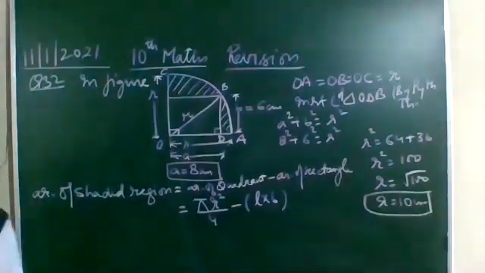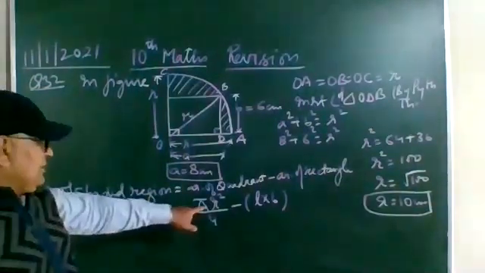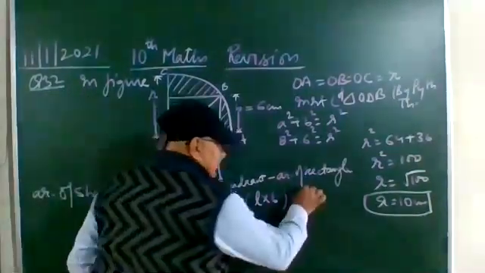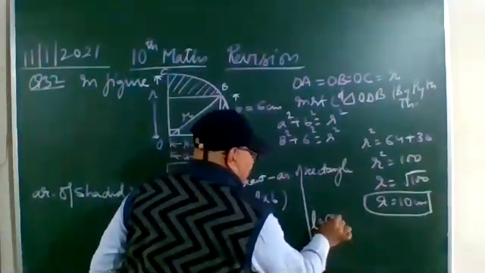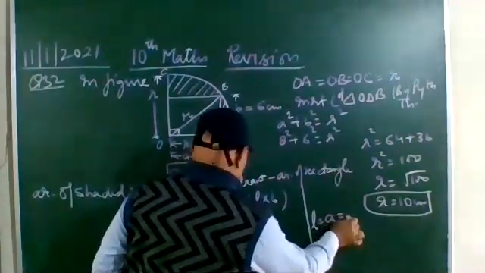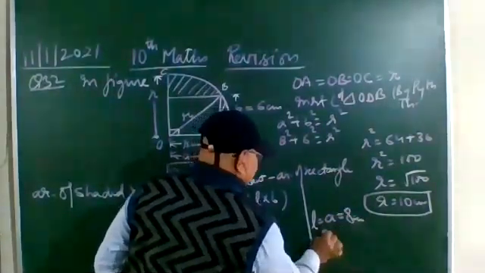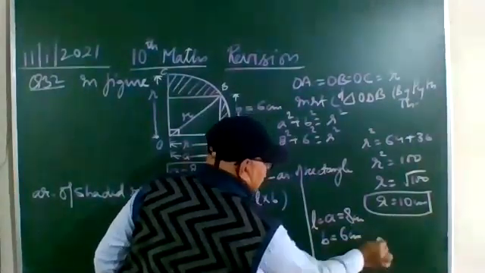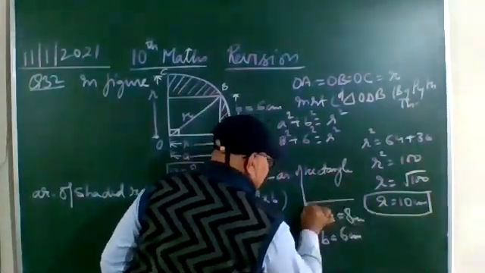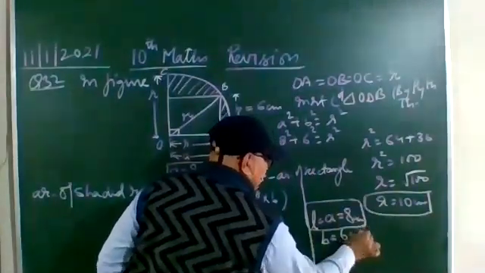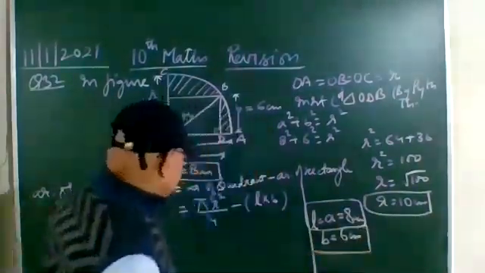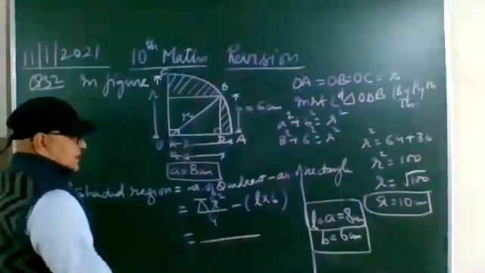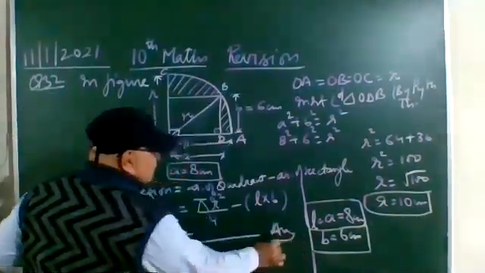This is the radius. One side, here you know the radius, and here A equal to 8 centimeter, B equal to 6 centimeter, and R you have calculated here. R is 10 centimeter. Now place the values here and you will get the answer.